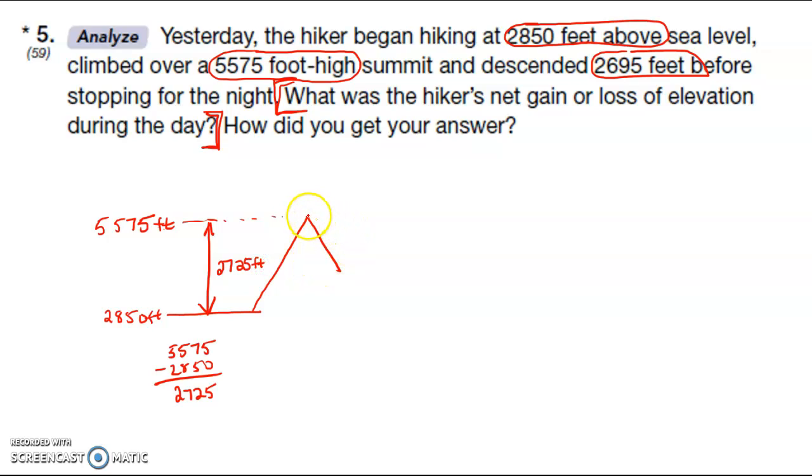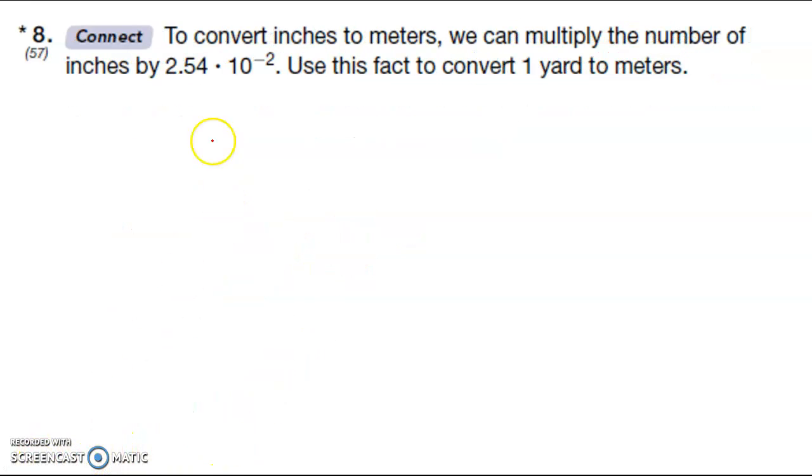Once he got to the summit, he went down 2,695 feet. So to find out what the difference is, I'm going to have to subtract this, and I end up with a net gain of 30 feet. So if we were just looking at how far he went up and down, it would be 30 feet. If we were looking at how far he trudged in this direction and this direction, that would be different. Let me know if you have questions.